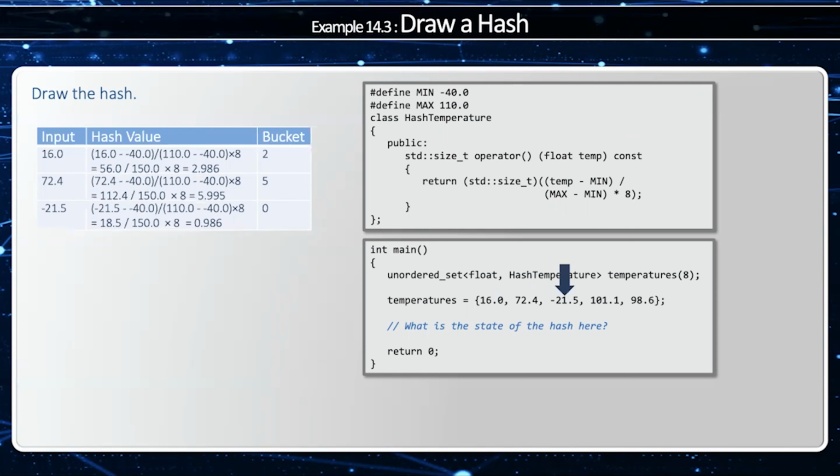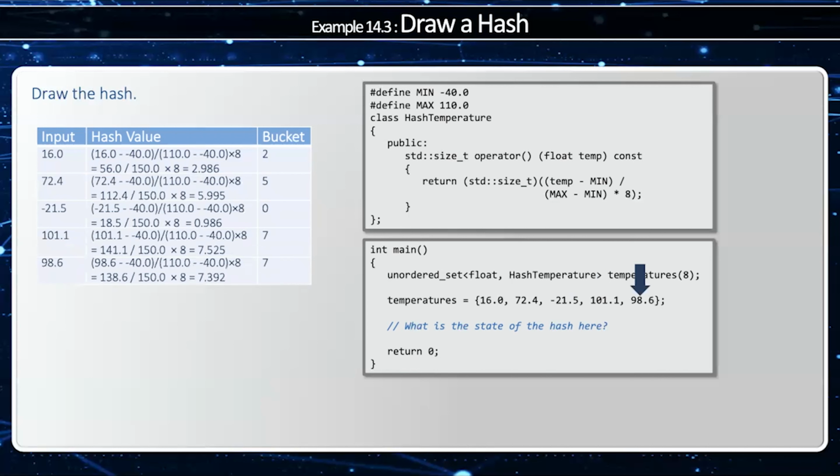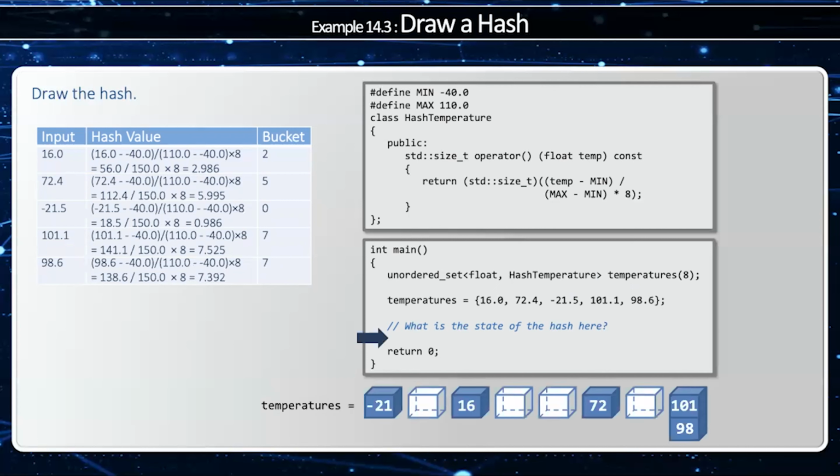Negative 21.5, that gives 18.5 divided by 150 times 8, which is 0.986, which goes in bucket 0. 101 gets bucket 7, and 98.6 also gets bucket 7. So when I display the contents of this hash function, we're going to see that negative 21.5 goes in bucket 0. We're going to see that 16.0 goes in bucket 2, 72.4 goes in bucket 5, and we have 2 elements in bucket 7. The first one inserted was 101.1, so it goes first, and then 98.6 goes last.